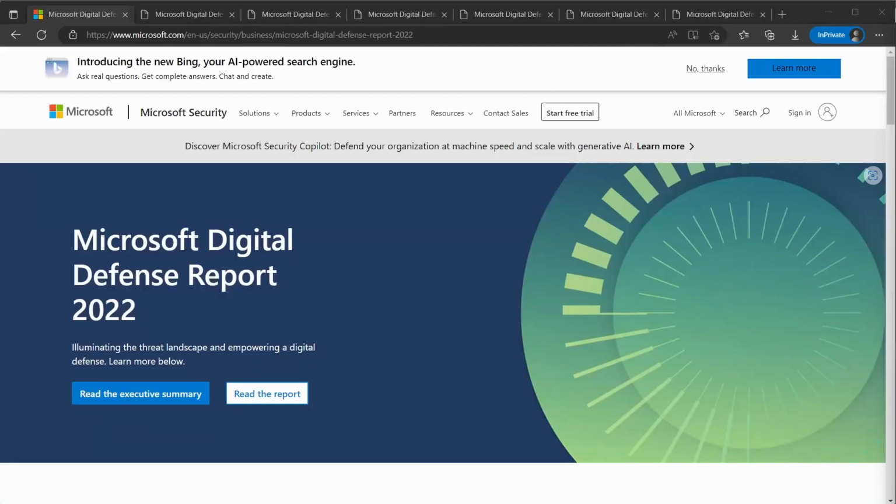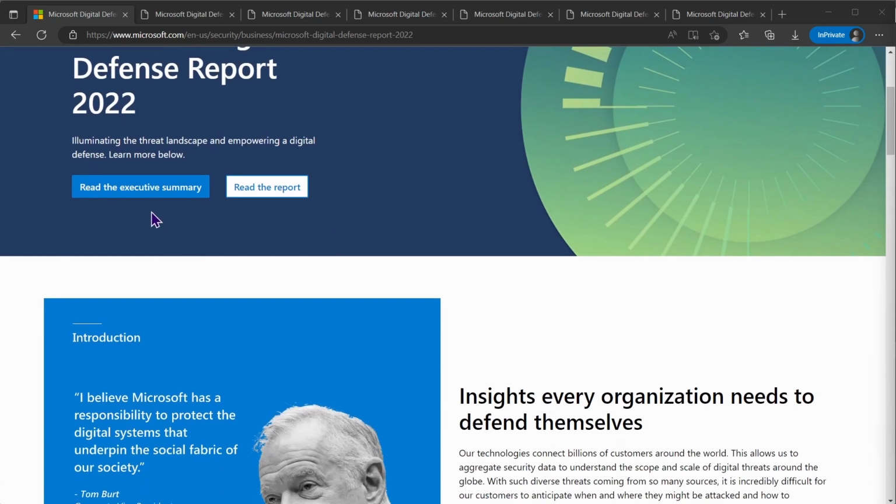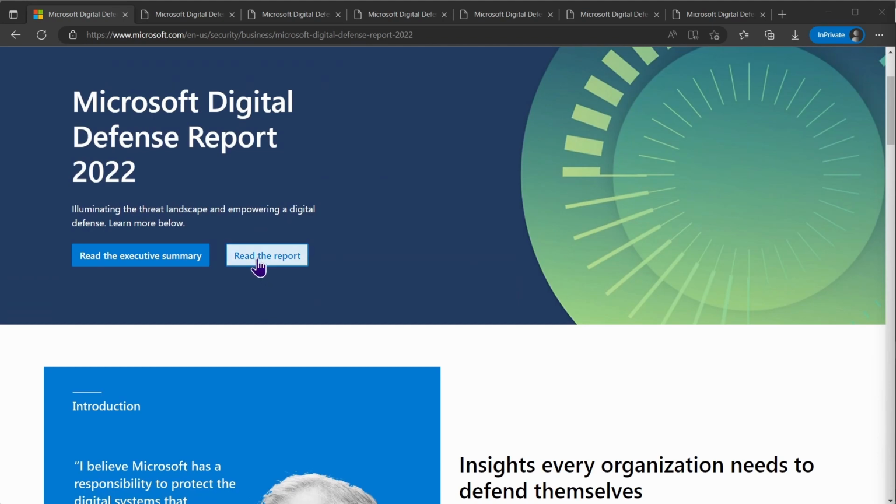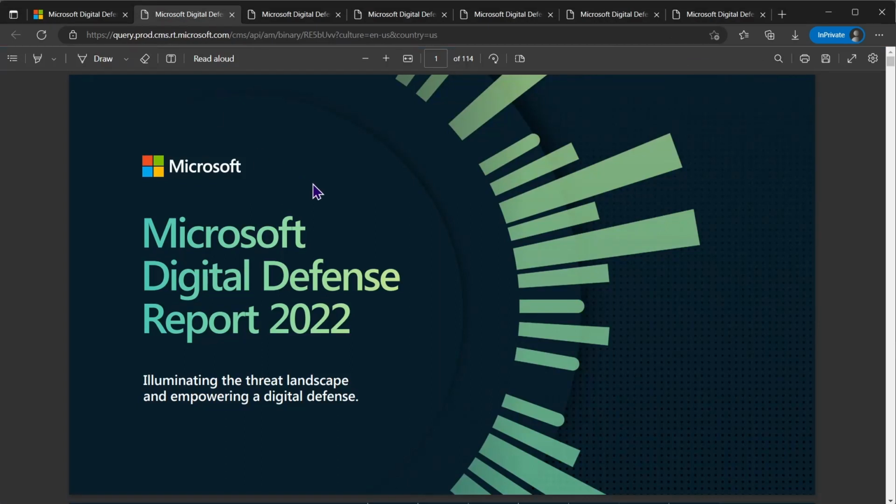So starting out from the report itself, how can you access it? All you need to do is just look for Microsoft Digital Defense Report 2022. I'm going to be sharing this URL for you to just find it, but you can access the report right from here. Now you have the executive summary, which you can leverage to send to key stakeholders in organizations or to just get key takeaways from the report. But if you want to dive really deep into the weeds of it, I recommend going for the report itself. This is the report. It's public access, so everyone can access it.